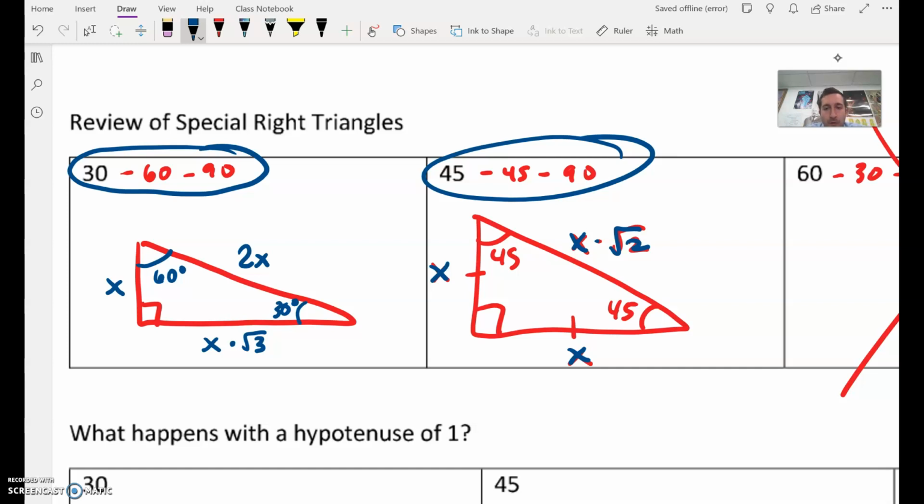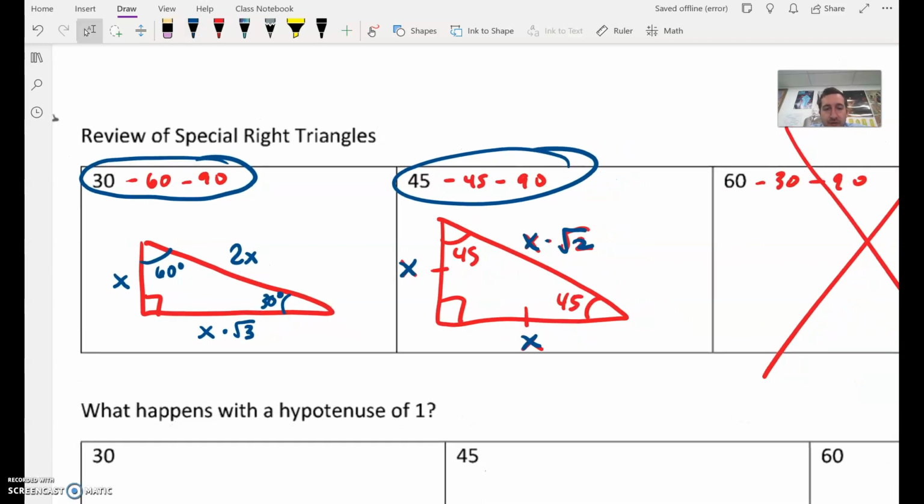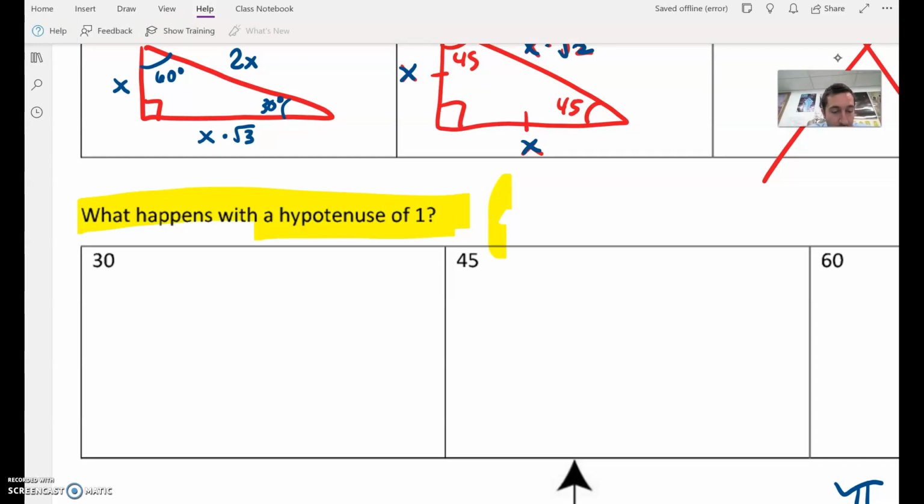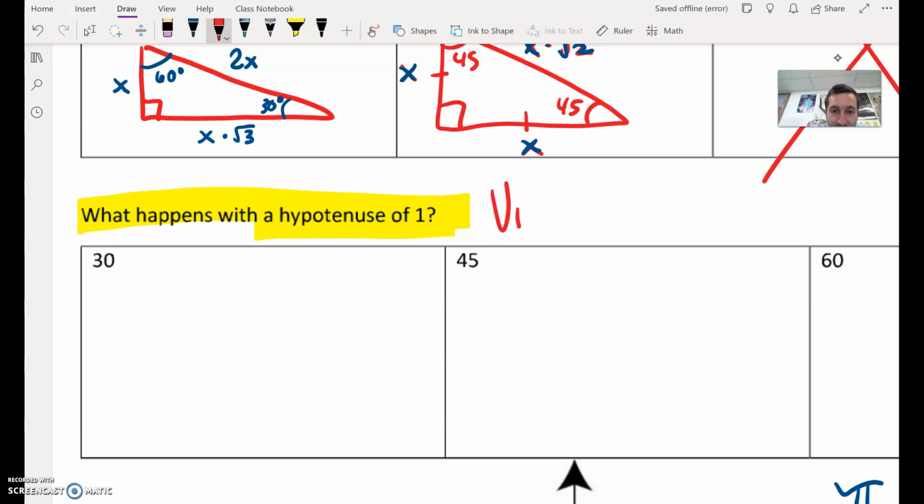So, moment of truth, and you can rewatch this video if you need to. What happens if our triangle has a hypotenuse of 1? AKA, come on, AKA if it's a unit circle. I hope maybe you just had an aha moment right there. If it's a unit circle, check this out.